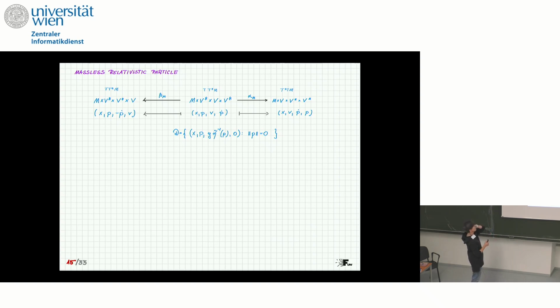Now we pass to the second example, which is the massless relativistic particle. Again, we are on the Minkowski space. Again, it is an affine space. And now I start with the dynamics. What do we need for the massless particle? The massless particle should travel with the speed of light. So the velocity should lie on the cone. And also on the dual side, the momentum should also lie on the cone.